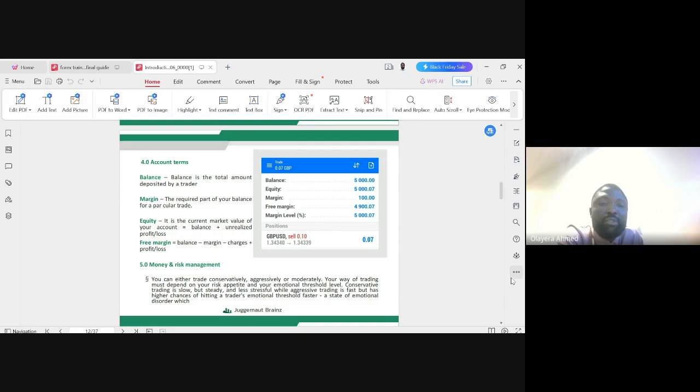Now we have the account terms. There we have balance. We have the term balance. Balance is the total amount deposited by a trader. It's as simple as that.